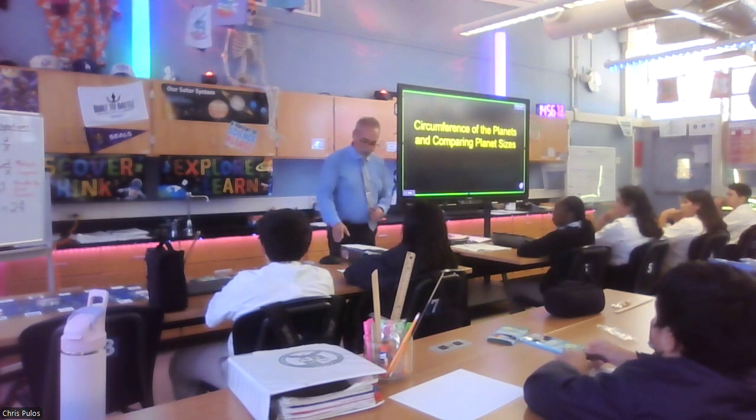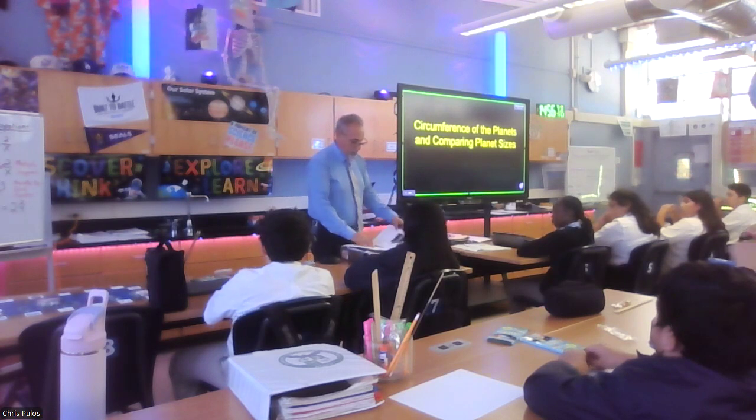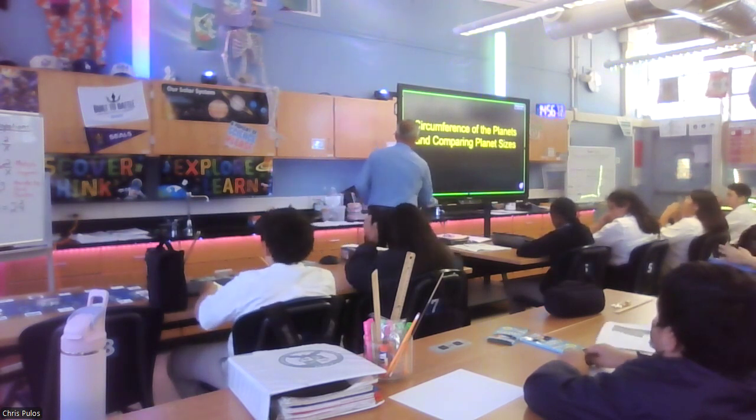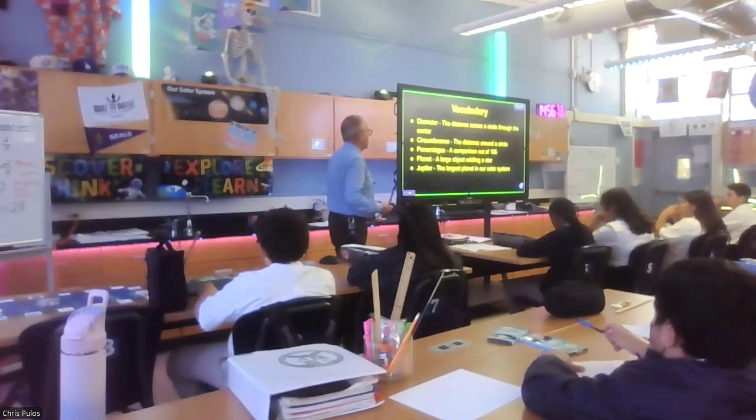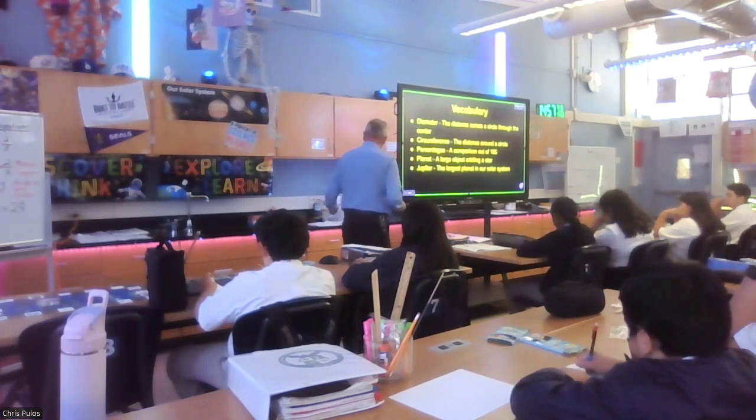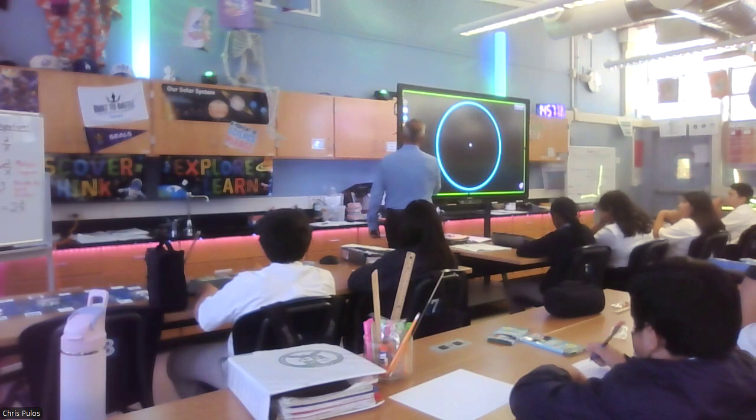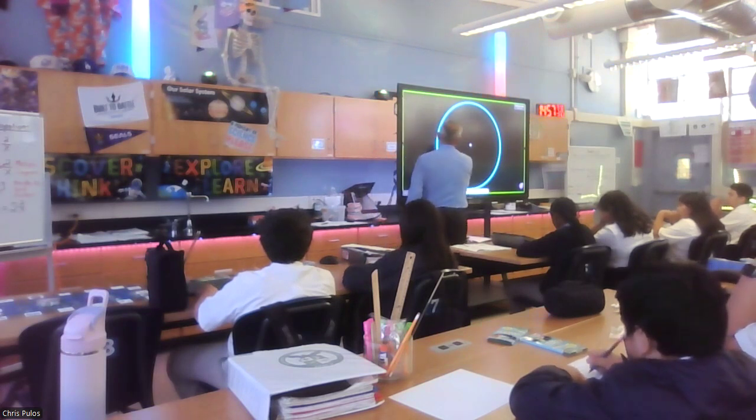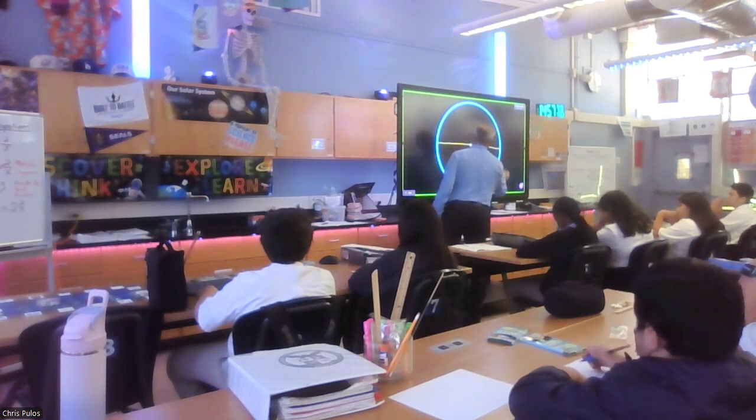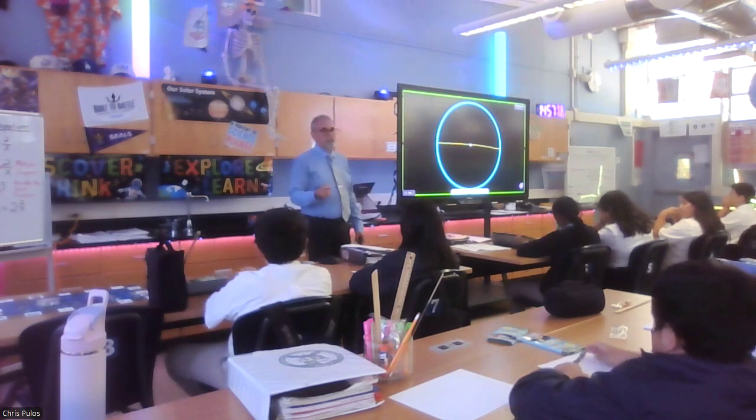Now we have the circumference or the diameter of the planets written in here, but let's go over some of our vocab words that we're going to be dealing with. So diameter, we already know that the diameter of a circle is a line that goes from one side of the circle to the other and goes through what? The center point.